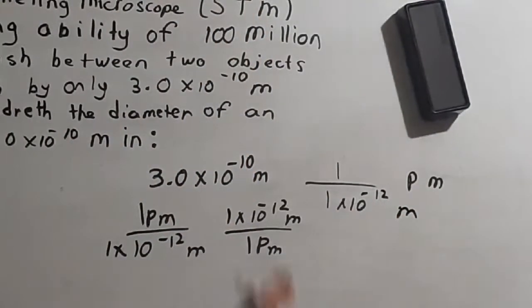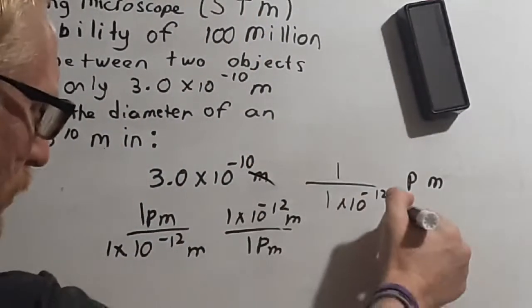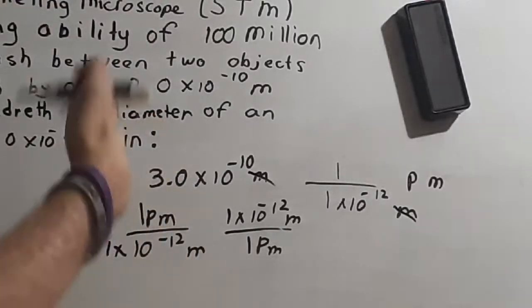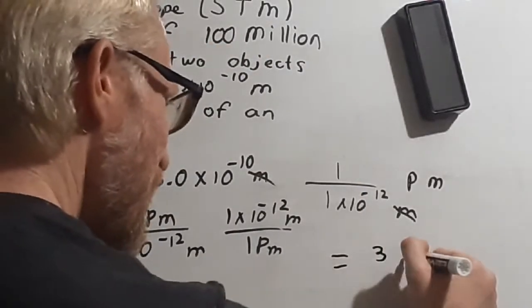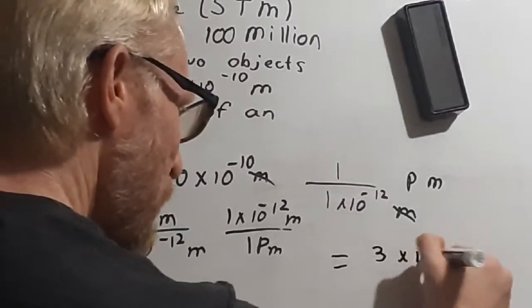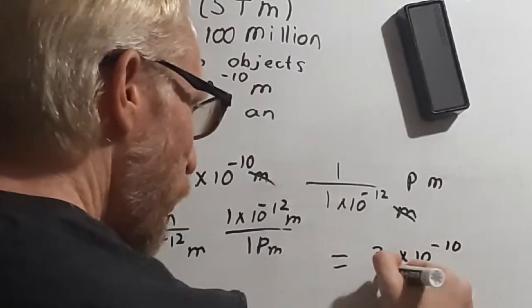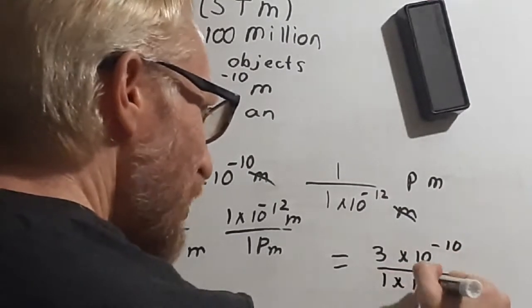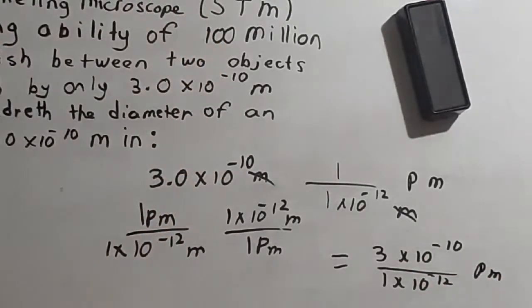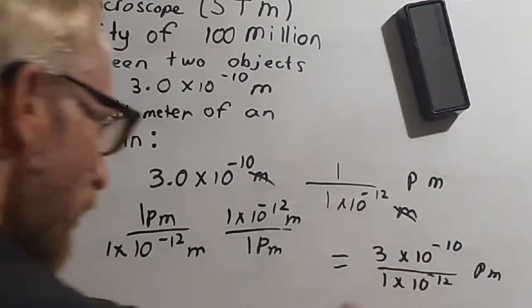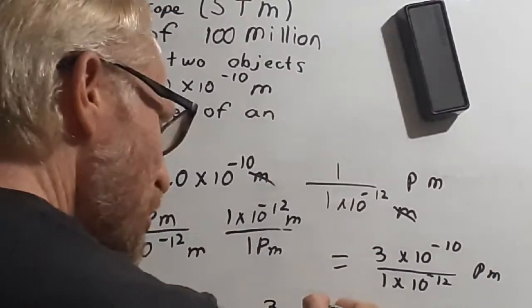And what's going to happen is that meters are going to cancel out with meters. And you're going to multiply 3 times 10 to the power of negative 10 times 1, which is 3 times 10 to the power of negative 10 over 1 times 10 to the power of negative 12, of course, picometers. And then we're just going to execute the division problem. 3 divided by 1 is 3. So that would be 3.